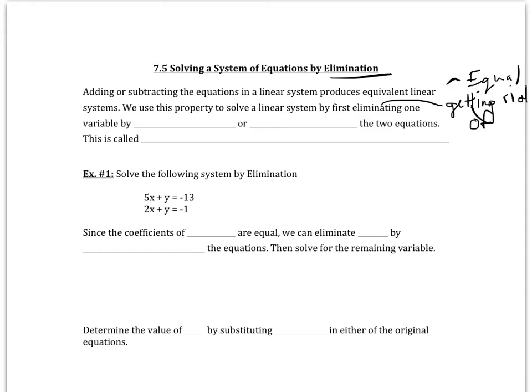We use this property to solve a linear system by first eliminating, or getting rid of, one variable by adding or subtracting the two equations. This is called solving by elimination.